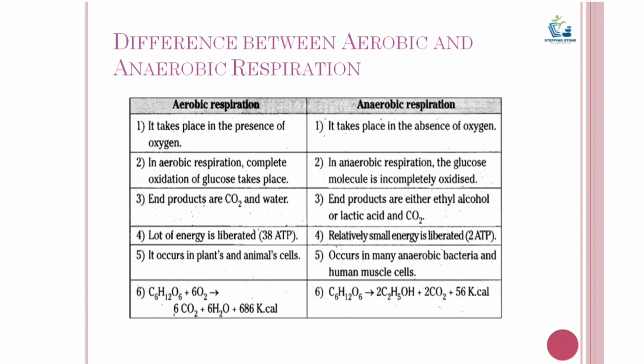In aerobic respiration, a lot of energy is liberated, 38 ATP molecules, whereas in anaerobic respiration, only 2 ATP molecules are released. Aerobic respiration takes place in plant and animal cells, whereas anaerobic respiration takes place in bacteria and some microorganisms and in human muscle cells.